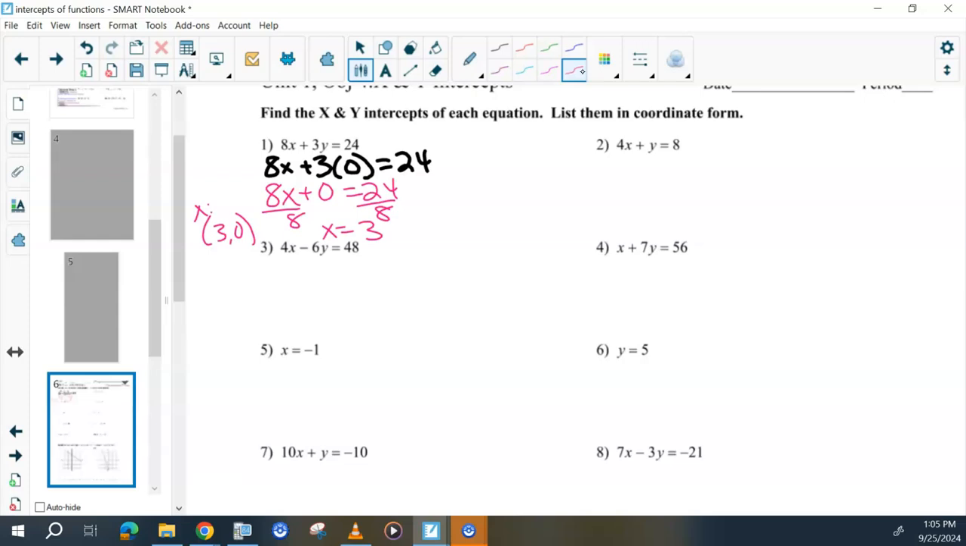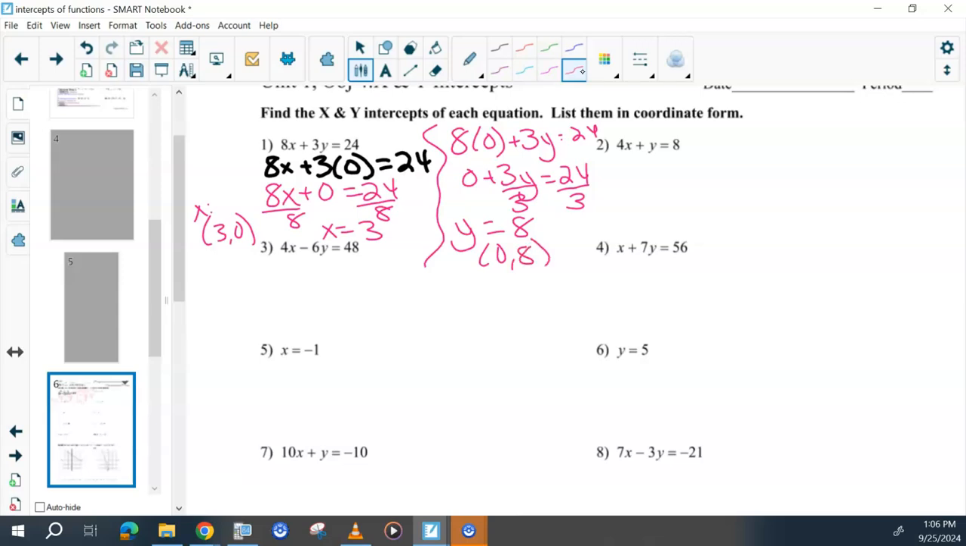Then we would do the same thing for y, but put 0 in for x. So this is what we were doing when we were covering up the term, putting 0 in, that's why it disappeared. So if I were to divide both sides by 3, y is 8. Now, they're not always opposites, but sometimes they are. It depends on the function. Okay. Questions on that?